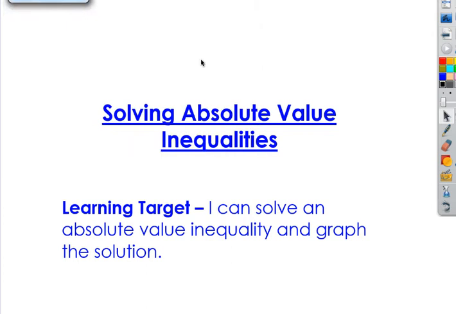Okay, today we're talking about absolute value inequalities. So we're actually going to combine what we learned on compound inequalities and absolute value equations.